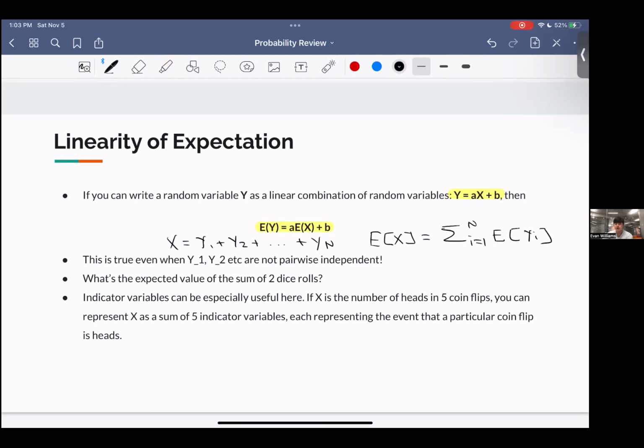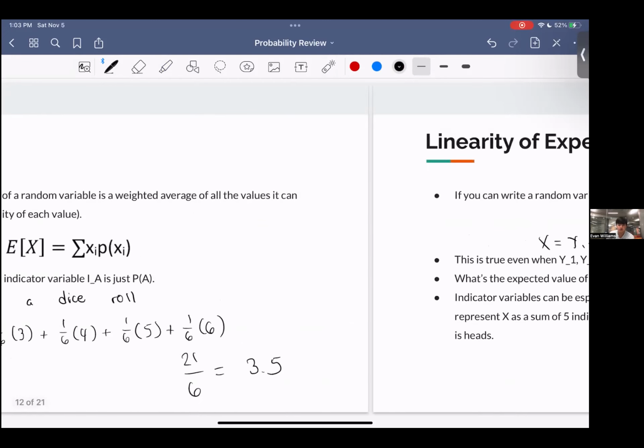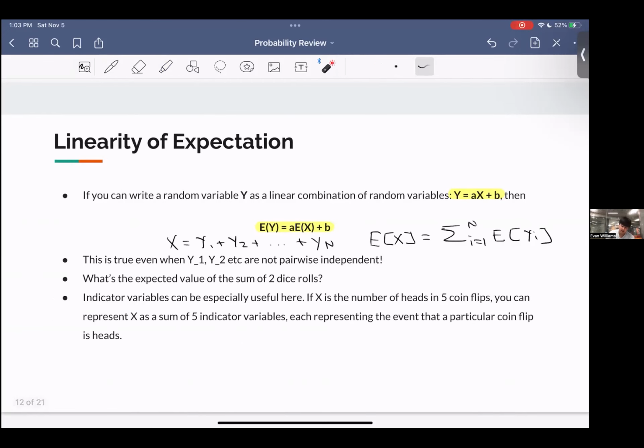And this is true even when the individual y's are not independent, right? And so similarly to how we calculated the expected value of a single dice roll, we could come over here and calculate the expected value of the sum of 2 dice rolls. And again, indicator variables become very useful because if x is a number of heads in 5 coin flips, we can represent x as a sum of 5 indicator random variables.